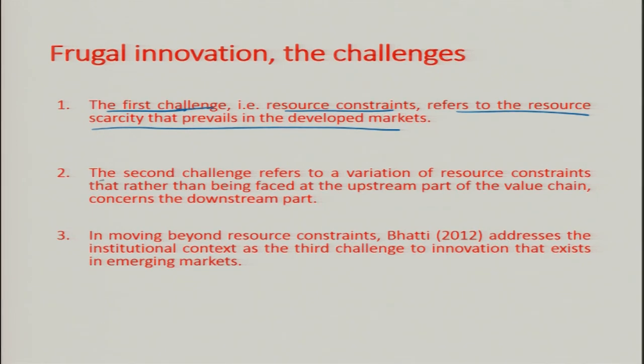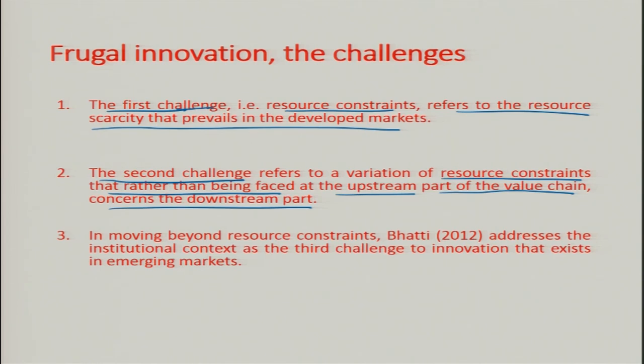This is a challenge. The second challenge refers to a variation of resource constraints that, rather than being faced at the upstream part of the value chain, concerns the downstream part. You know that poverty is widespread in India. As you know, poverty is present in the countries which are developing, and innovators have to realize that affordability constraints, that is, lack of purchasing power, can pose yet another barrier to innovation.